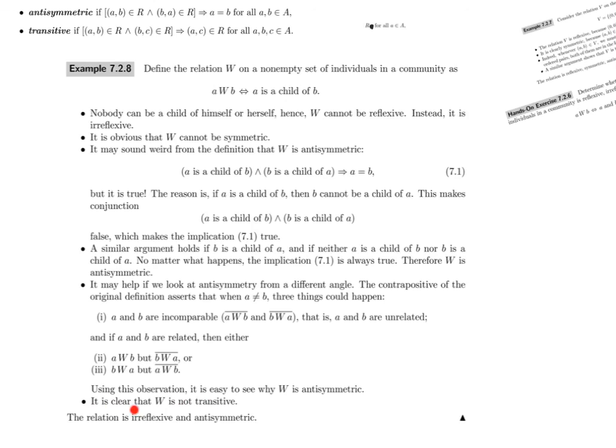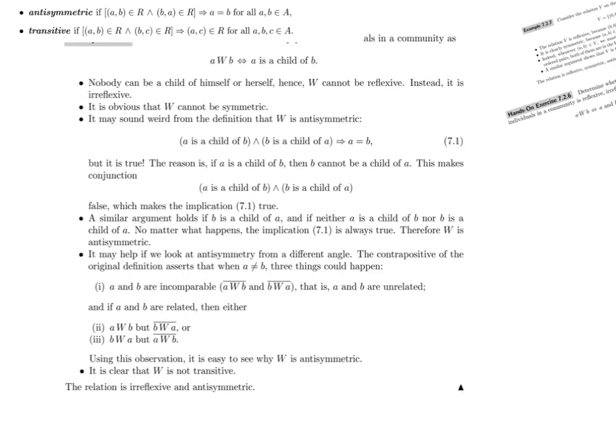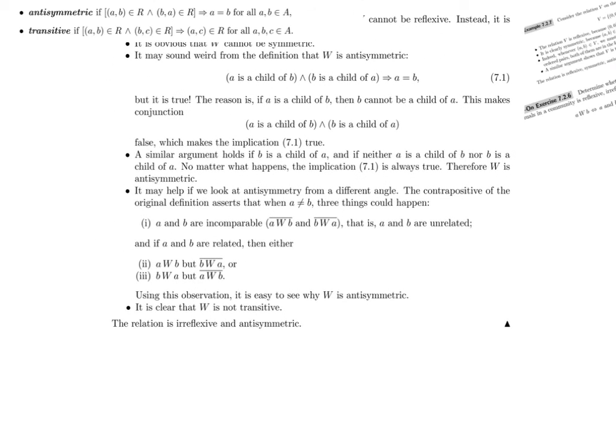And then transitive definitely is not going to work. So if a is a child of b and b is a child of c, does that mean a is a child of c? No, a is the grandchild of c. So that's not what the relation is about. So W is not transitive. Therefore, what we have is the relation is irreflexive and antisymmetric.